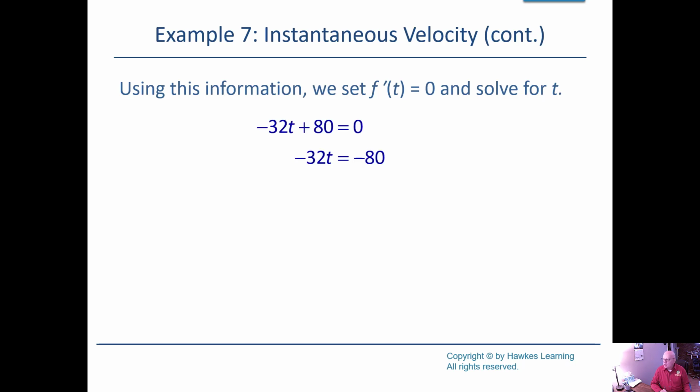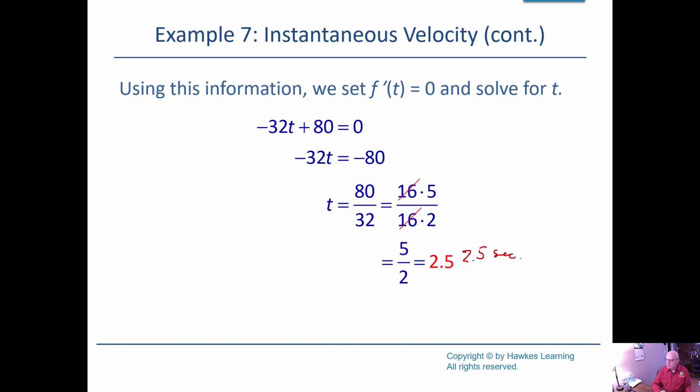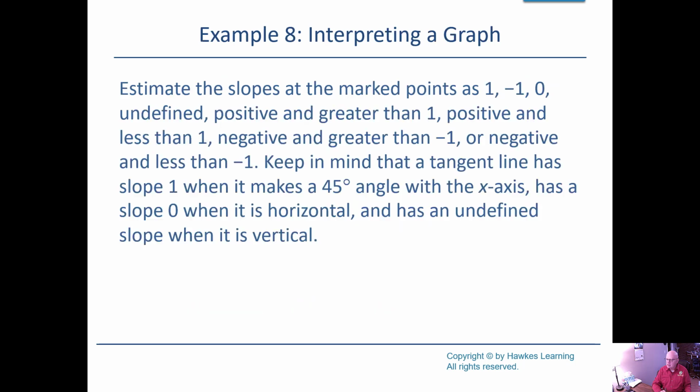A little bit closer, divide by negative 32. You get a positive number. Cancel out the 16s. I'm not sure that you really need to do that, but 5 halves. After 5 halves of a second, or 2.5 seconds to most of us, that's when it stops going upward and starts going downward toward us, or toward the ground. The peak is at 2.5 seconds.